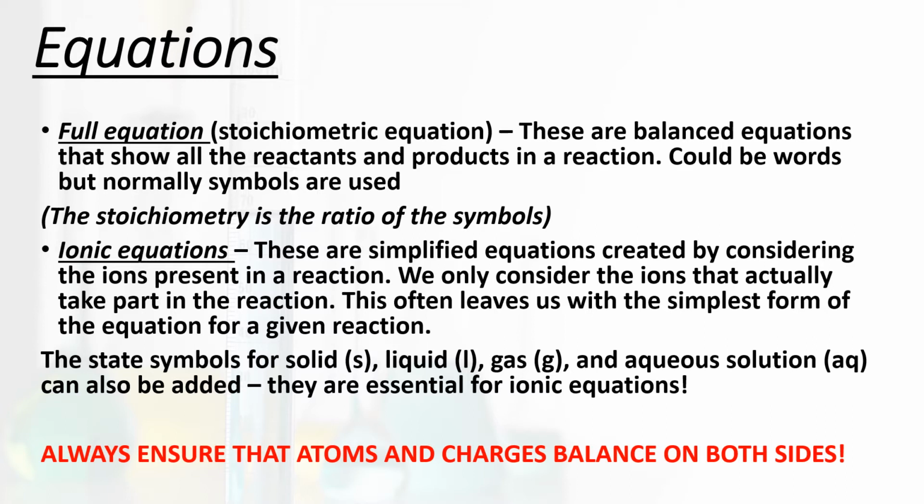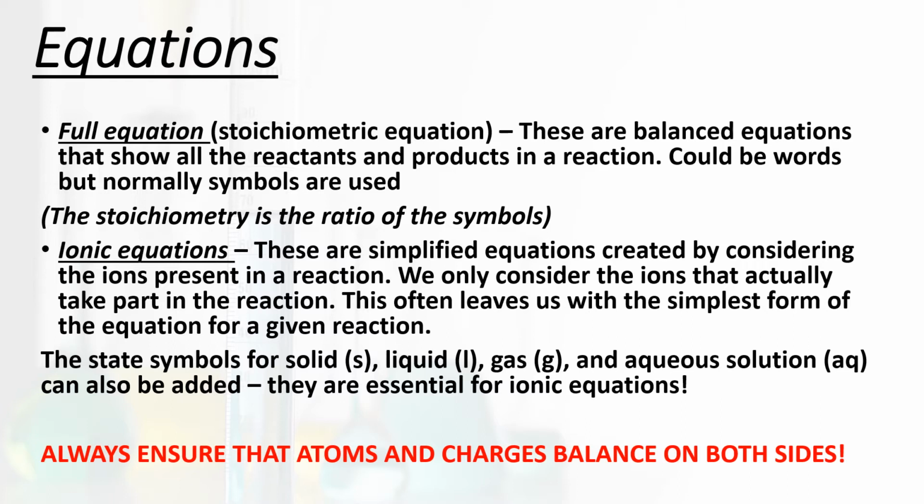The other type of equation is something called an ionic equation. Now this is a simplified version of the full equation. It's often made by starting with the full equation and cancelling things out. It's created by considering the ions present in a reaction, and so we're only going to consider the ions that actually take part in a reaction. So this often leaves us with the simplest form of an equation for a given reaction.